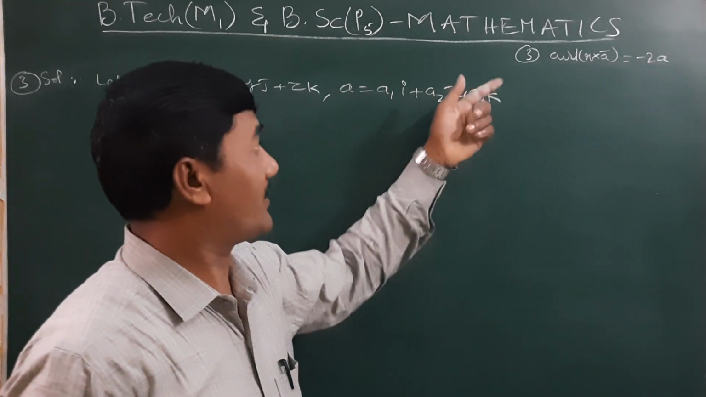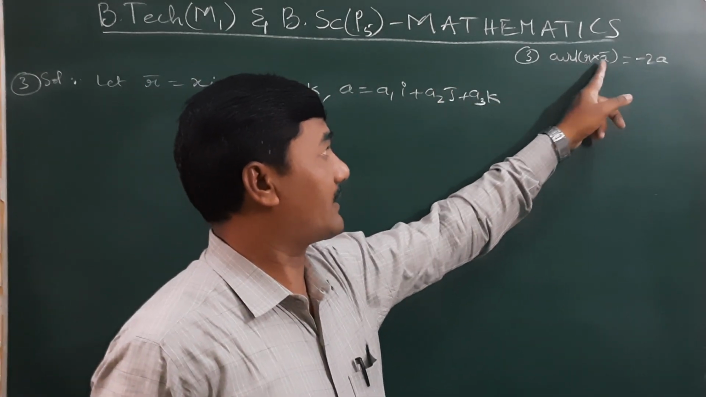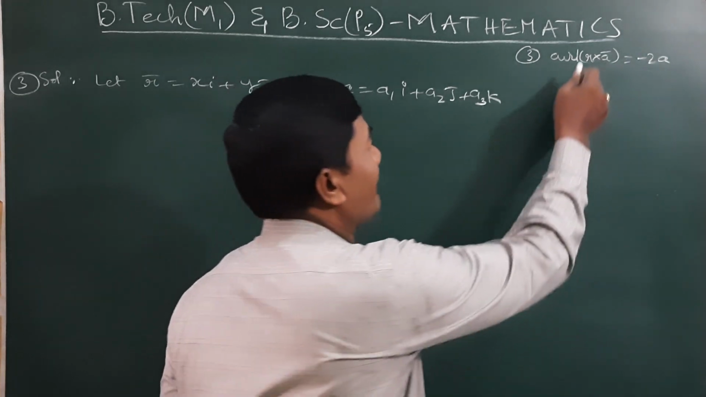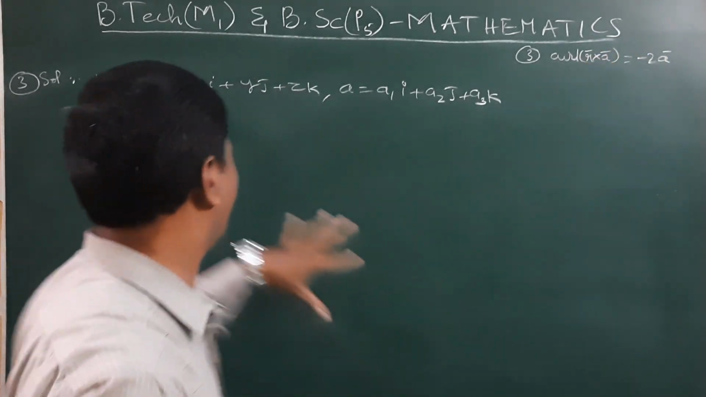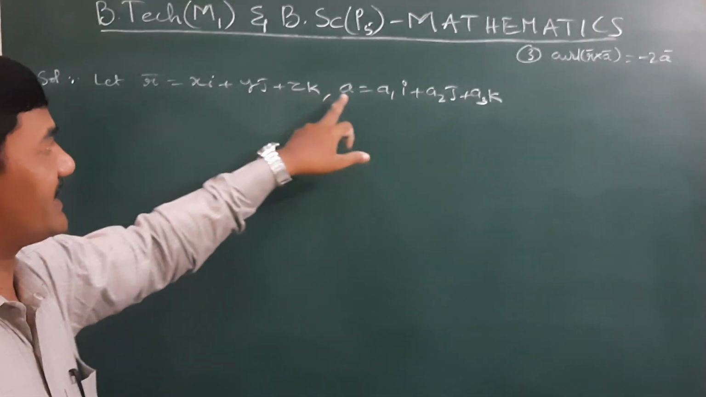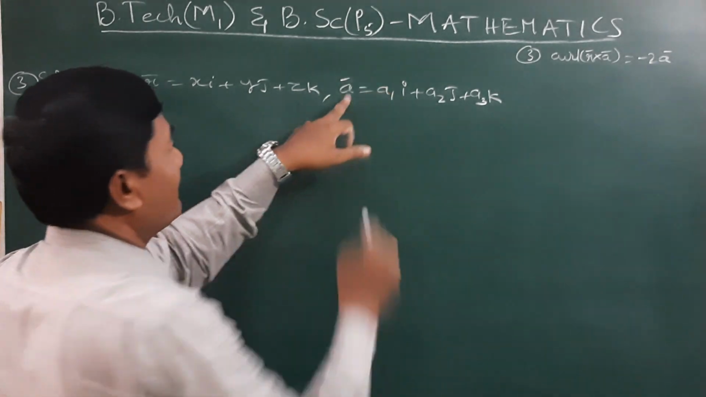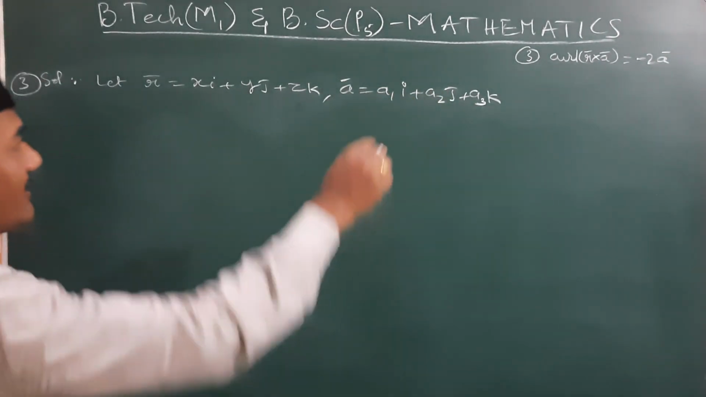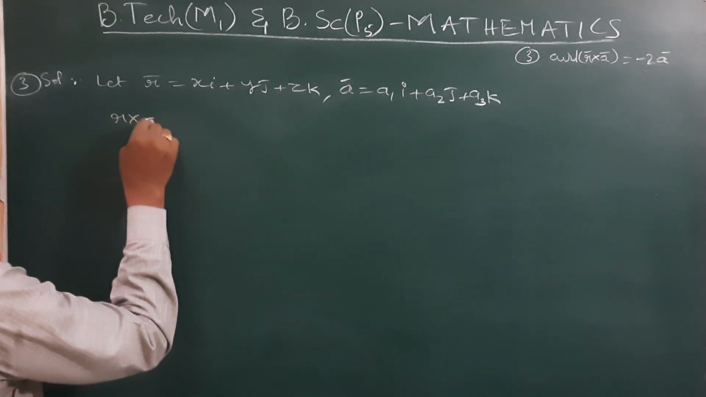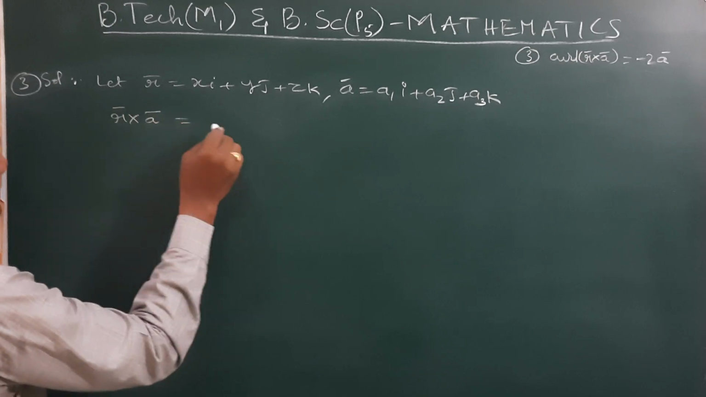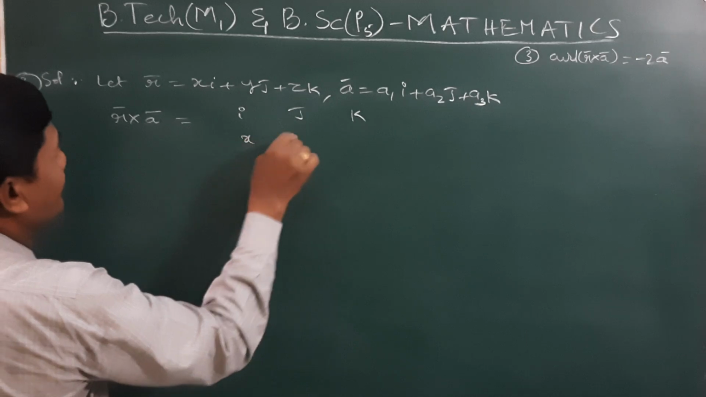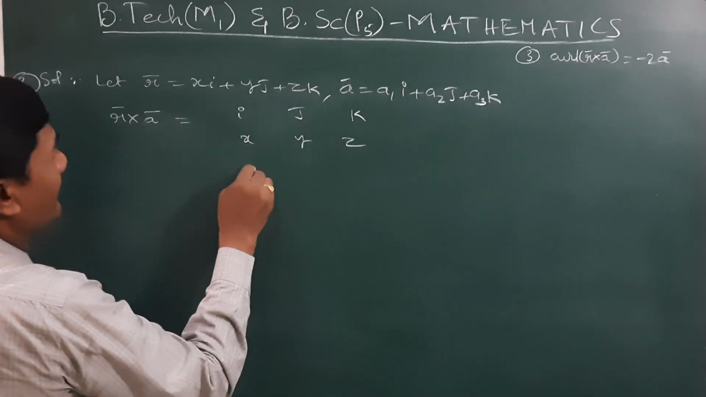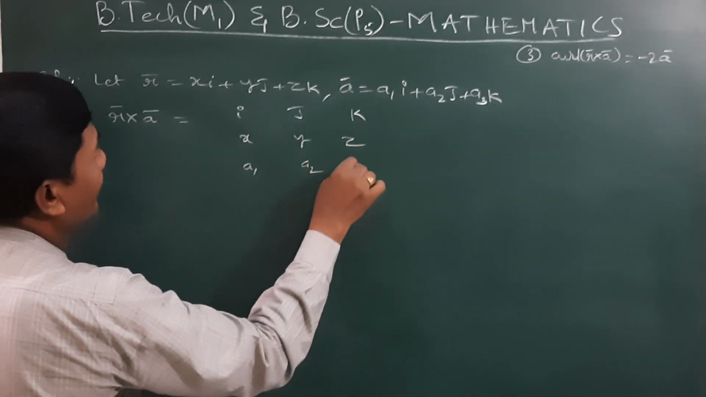So now we can solve the problem. Curl of r bar cross a bar is equal to what? Sometimes we write a bar or not, no problem. So what is r bar? Position vector xi plus yj plus zk. What is a bar? a1i plus a2j plus a3k. Now coming to r bar cross a bar, immediately you can find it: that is i, j, k, then r bar: x, y, z, and a bar: a1, a2, a3.